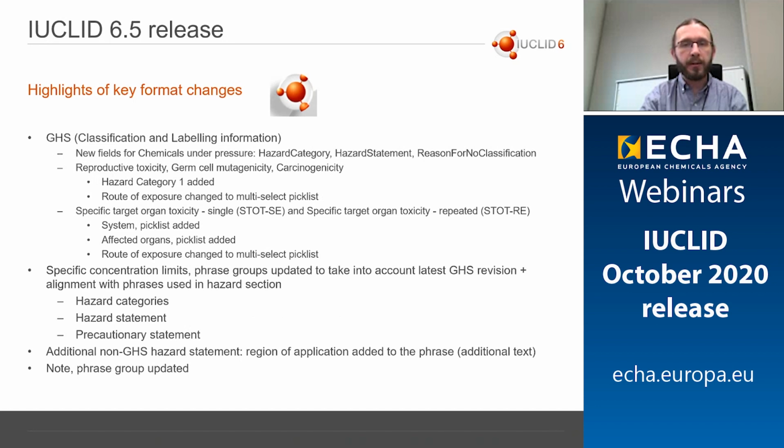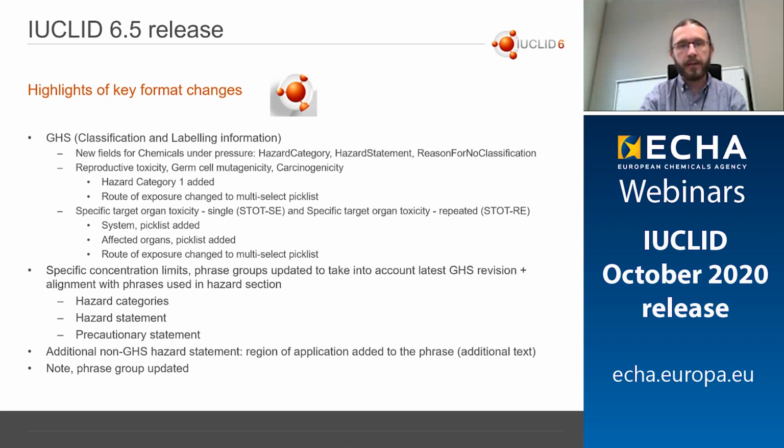One important change included in this release as well is the adaptation of the GHS document that is used to store classification and labeling information. This document has been updated to take into account the latest updates of the CLP regulation at the European level, but also the latest revision 8 of the globally harmonized system for classification and labeling developed by the United Nations.